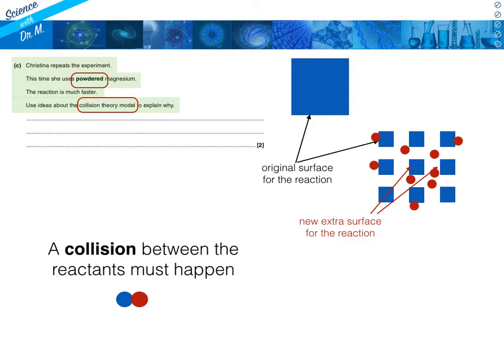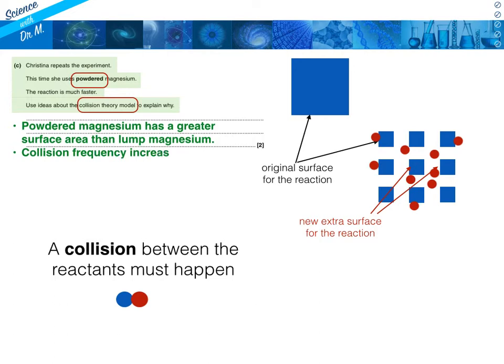So let's get these answers down in our question now. Okay, so powdered magnesium has a greater surface area than lump magnesium. That's going to be where our first mark comes from. So you've shown that you understand this relationship, that when the surface area is larger, it's because the particle size is smaller. Okay, and our second mark is going to be to do with the collision theory. We're going to say that the collision frequency has increased, so there's a greater chance of a successful collision, and of course that increases our rate of reaction.